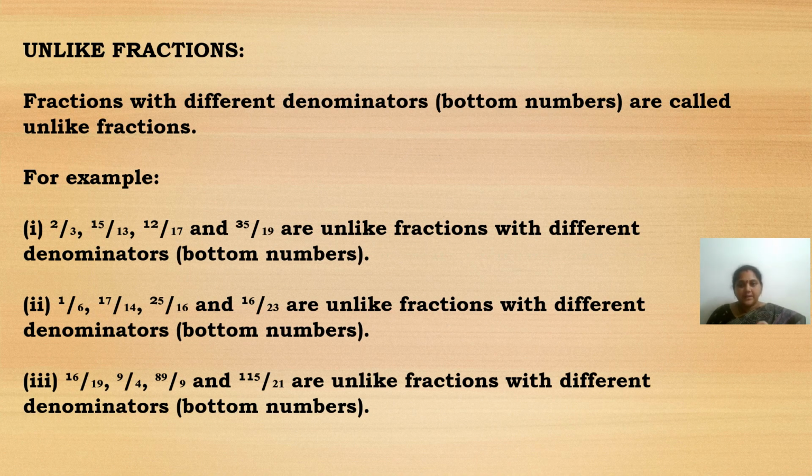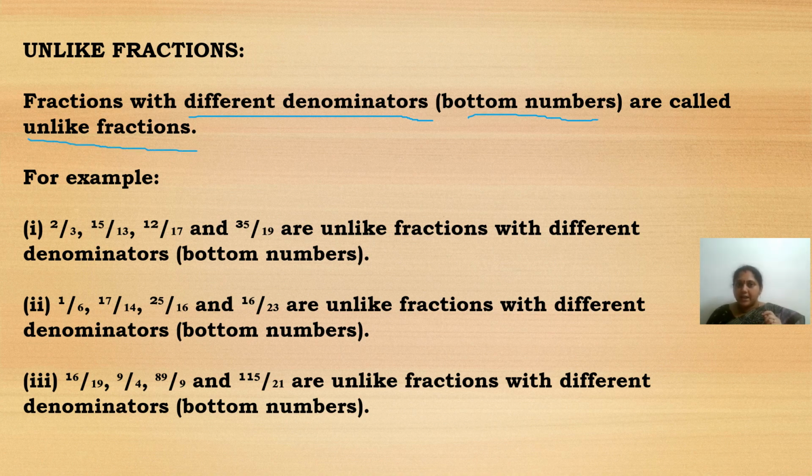Now, what are unlike fractions? Like fractions means all the denominators are equal. Then what is meant by unlike fractions? Opposite of like fractions. What is the opposite of like fractions? Denominators are not equal in the bottom numbers. So our bottom numbers are nothing but our denominators. So fractions with different denominators, that is bottom numbers, are called unlike fractions.